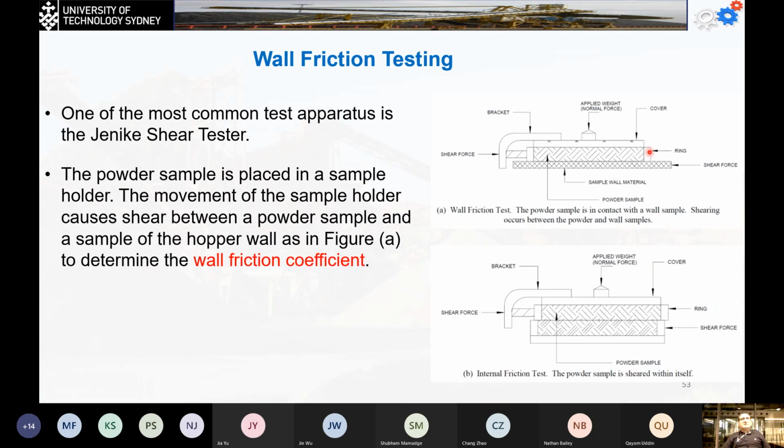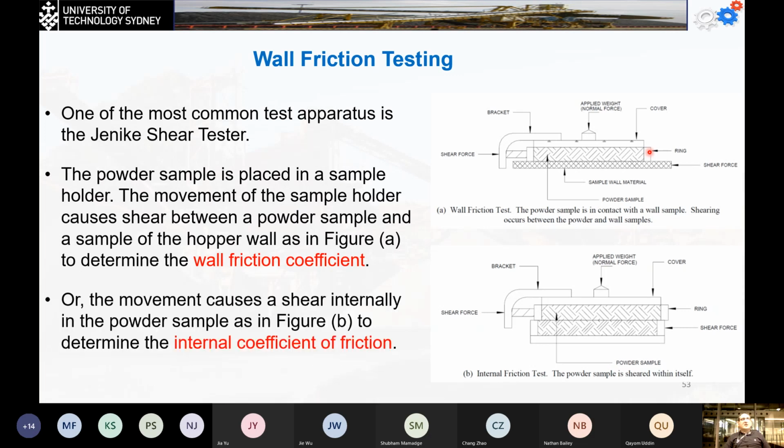So the powder sample is going to be placed in the sample holder. The movement of the sample holder causes the shear between the powder sample and the sample of the wall, as we can see in figure A, to determine the wall friction coefficient. I'll show you how to do this calculation in the tutorial. Or the movement causes shear internally in the powder sample, as in figure B, and this will be the internal coefficient of friction.